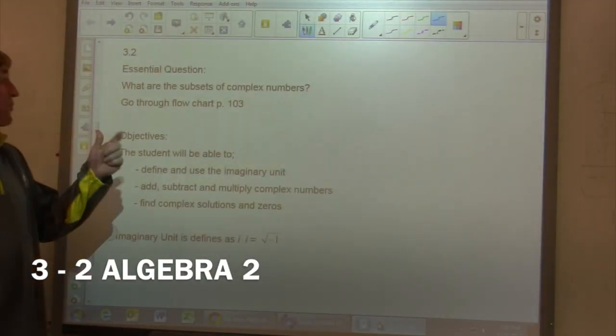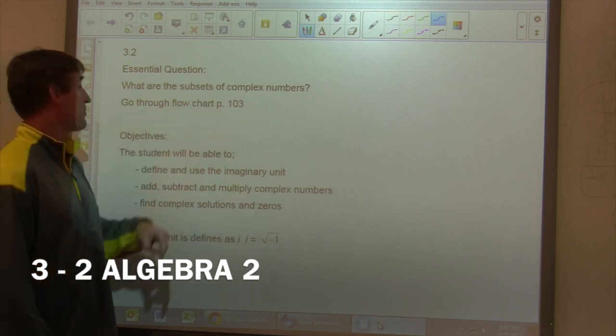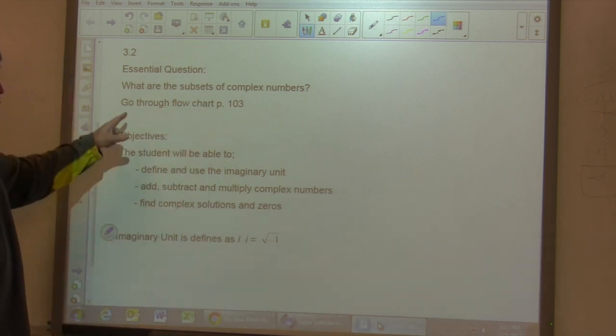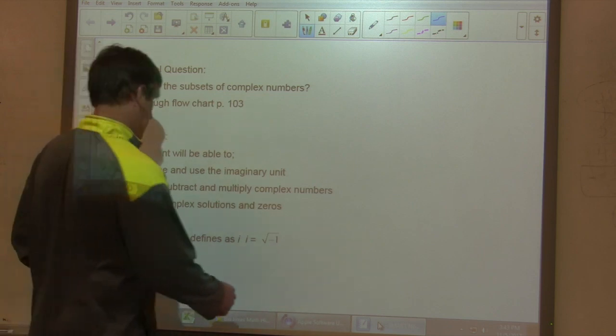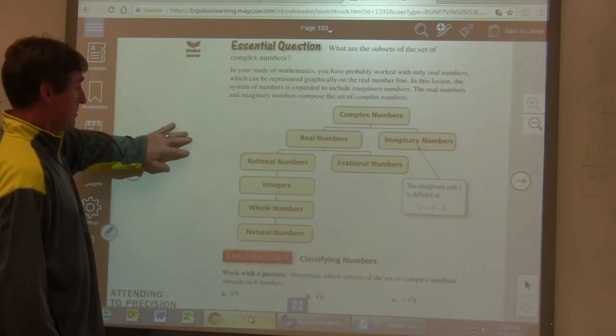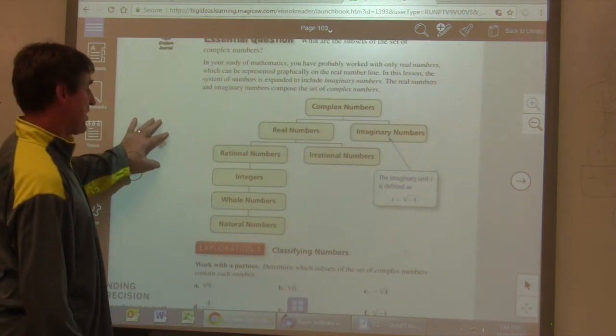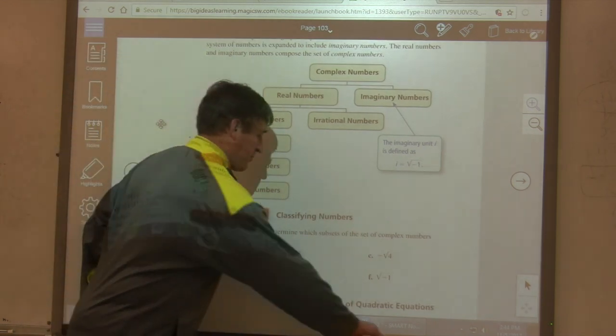All right, so this is section 3.2, and our essential question is, what are the subsets of the complex numbers? We're first going to look in the textbook at page 103. And this goes through some of what you know and some of what will be new.